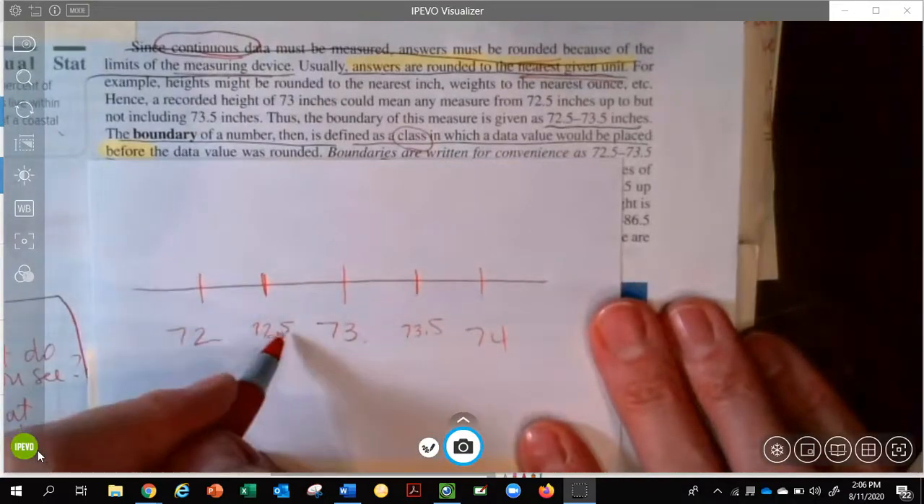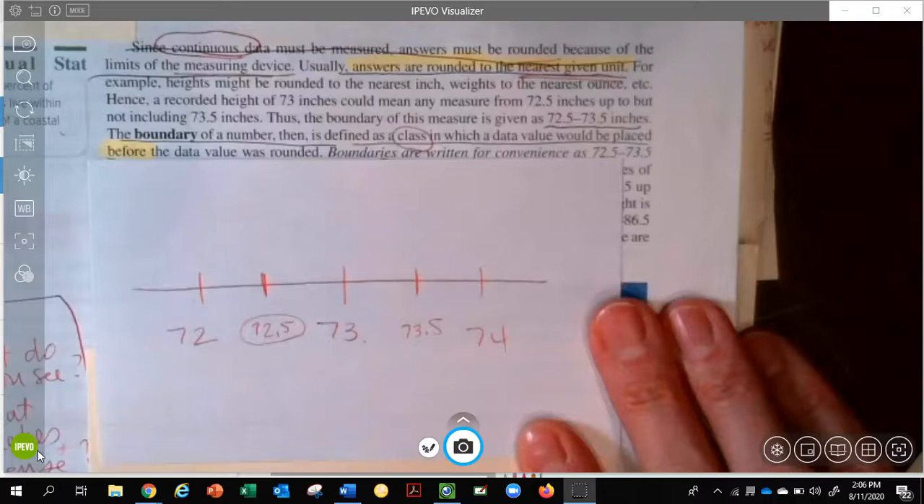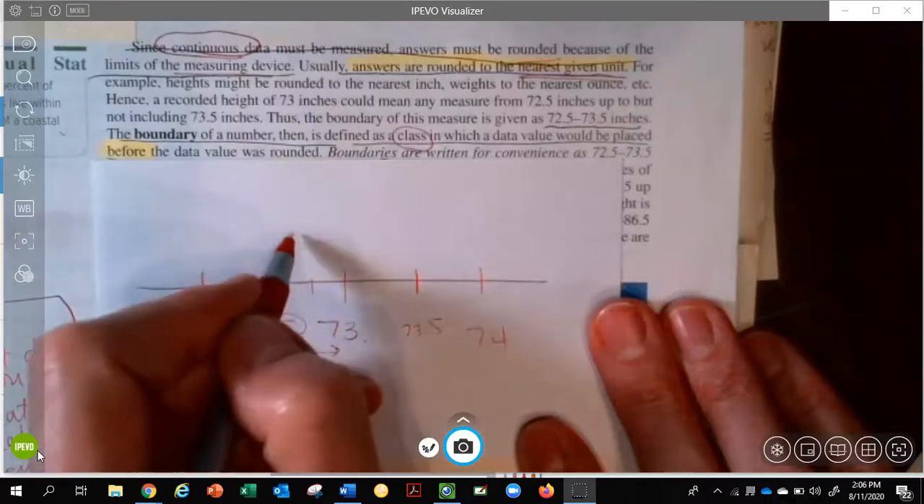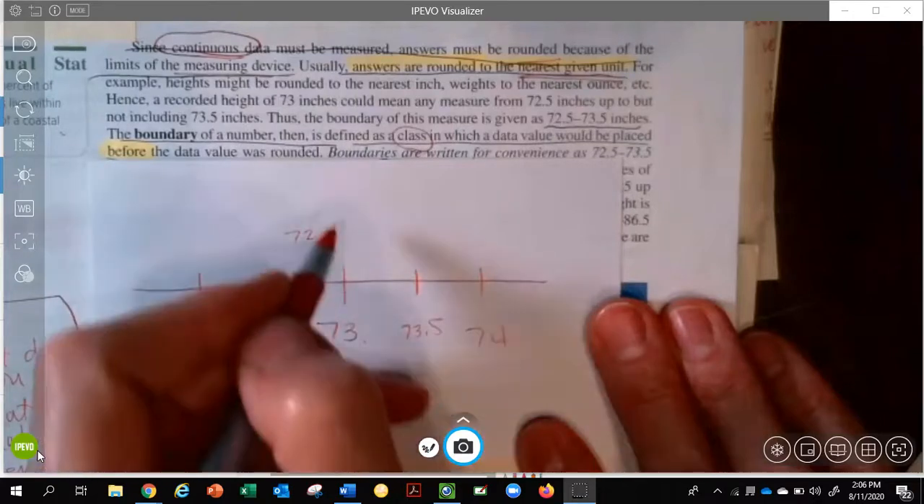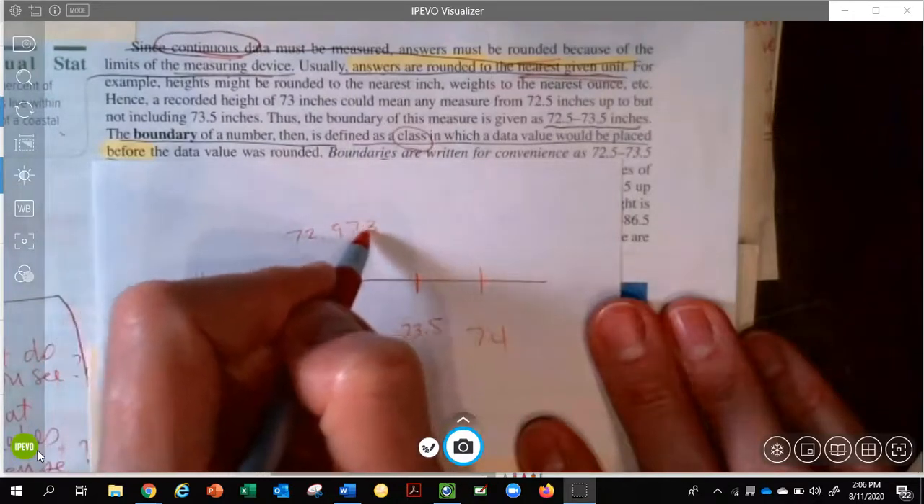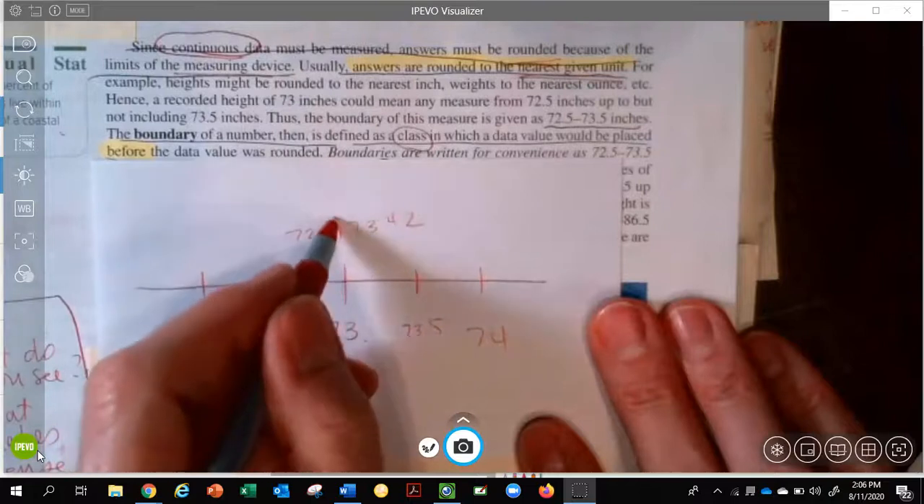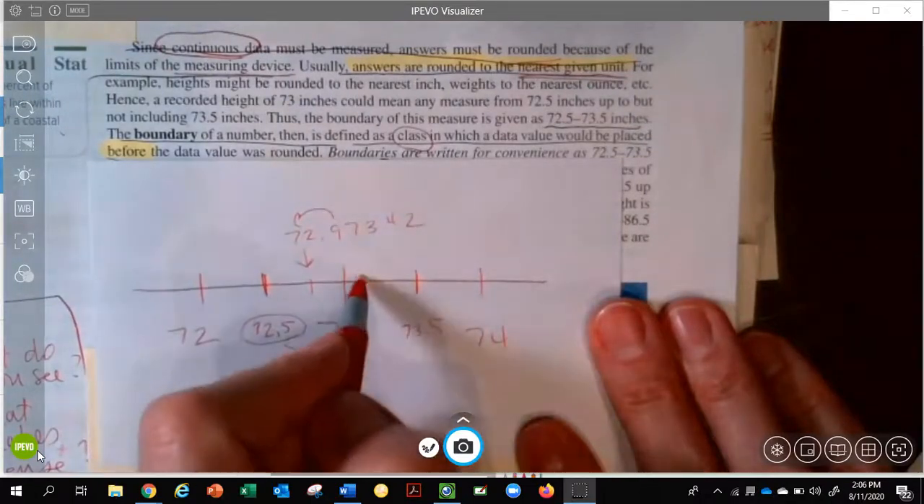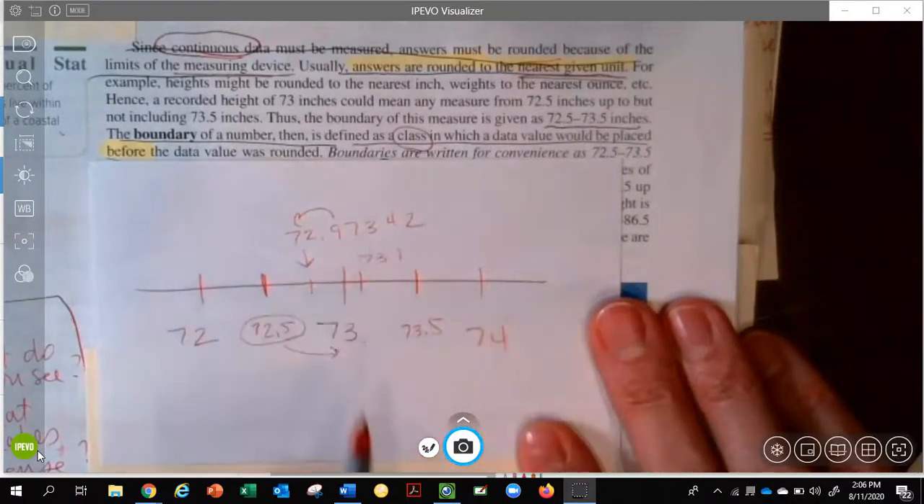So let's play around. If my number was 72.5, it would round to 73. If I play with a number in here like 72.97342, that would round to 73. So that number would work out. Well, what about the number 73.1? That would also round to 73.